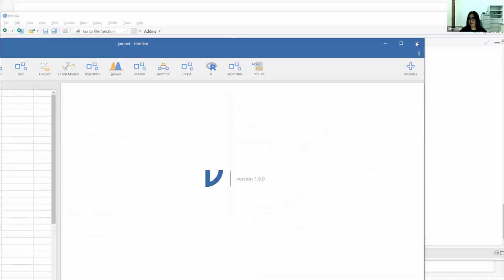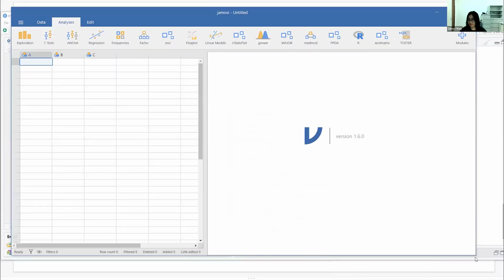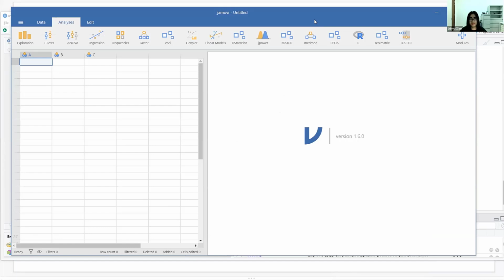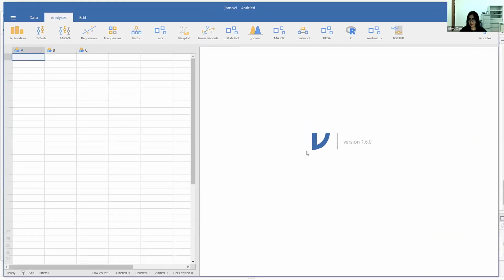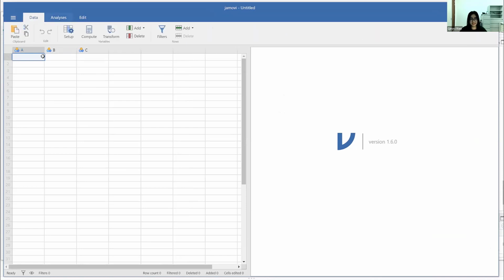Alternatively, for those of you who have downloaded Jamovi, Jamovi is an alternative, open version of SPSS. As you can see, the interface is highly similar to SPSS, but much simpler, and I like it because it's cleaner. You have a spreadsheet where you can enter your data, transform your data, compute data, add data, delete data, and filter something out, like in this data toolbar.